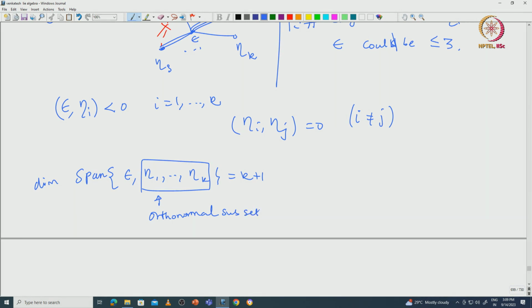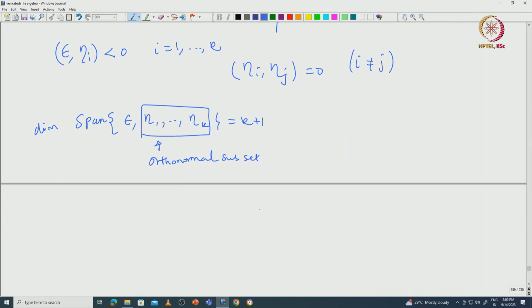So, now what we can do using this Gram-Schmidt orthogonalization, you can extend this basis to an orthonormal basis for this subspace. So, call this subspace E dash. Then for E dash you can find a basis, call it eta naught, eta 1, etc., eta k. So, this is an orthonormal basis. So, this can be done using Gram-Schmidt.